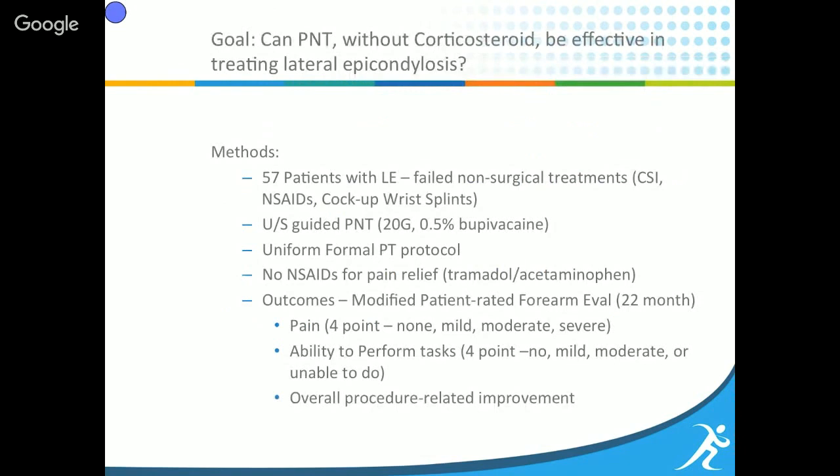In his study, it was 57 patients with lateral epicondylitis, who failed non-surgical treatments with steroid injections, NSAIDs, and cock-up wrist splints. He used a 20-gauge needle, performed a percutaneous needle tenotomy under ultrasound guidance, and then afterwards put them in a formal physical therapy protocol. Again, no NSAIDs.